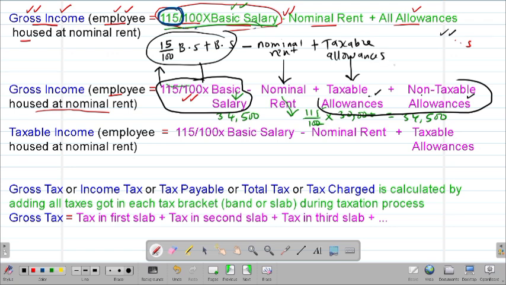Which is this part here. Then you add the non-taxable allowances. So this is that formula here.